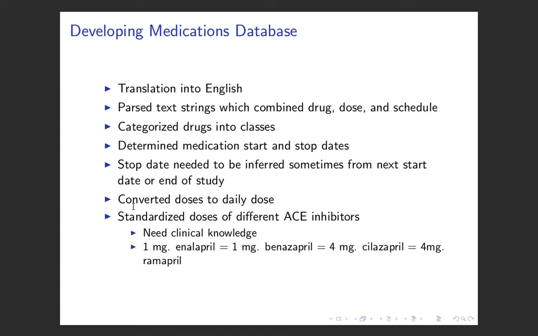And then different types of drugs, even if they're in the same class, will have different equivalencies. For example, the clinicians can tell you that 1 milligram of enalapril is equivalent to 1 milligram of benazepril, but it's equivalent to 4 milligrams of cilazapril. So different drugs are given in different concentrations. All right, so that's just a quick look at thinking about how you collect data and some of the things you need to think about.